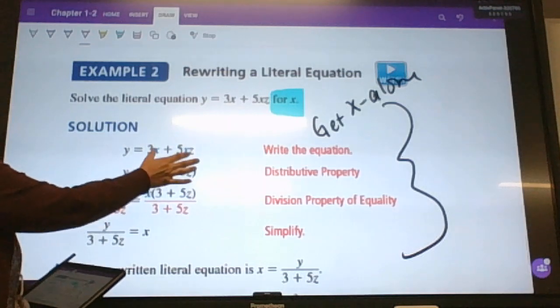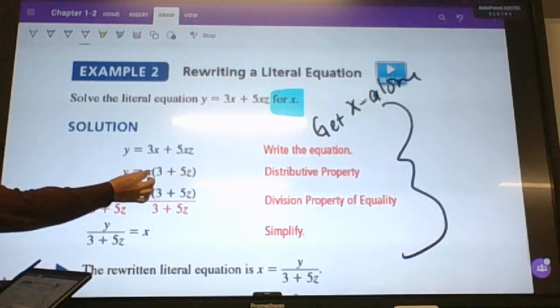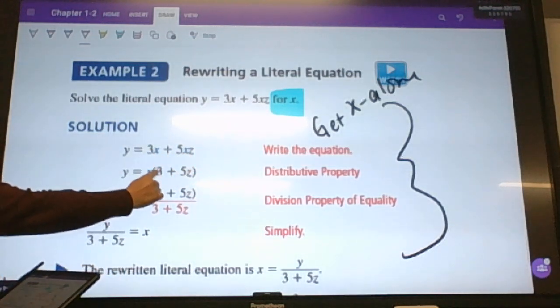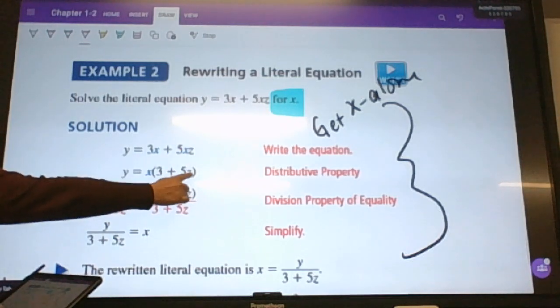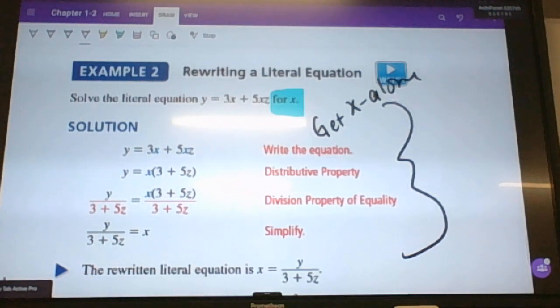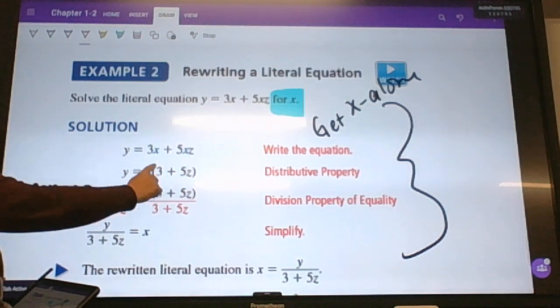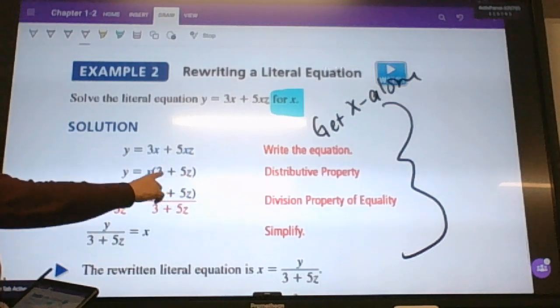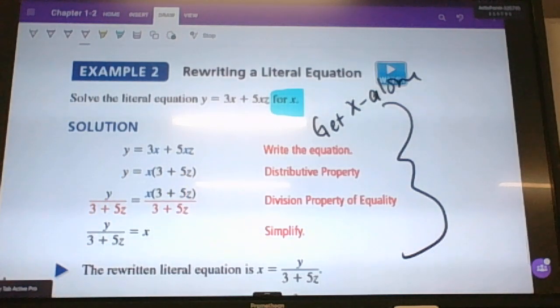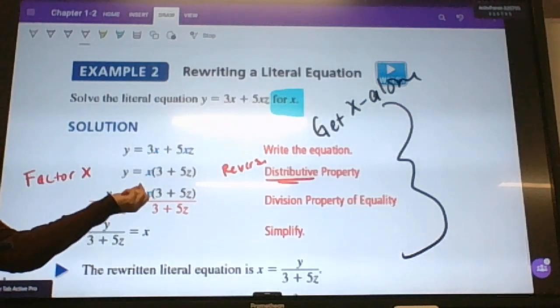There's an X here, an X here. Look what they did. They pulled it out. And what's left is 3, 5, and Z. Kind of cool, right? Now, what would happen if I distributed it back? It would be 3x and 5xz. This is actually called factoring. Factor X, or reverse distributive property. You take that common letter and you pull it out.